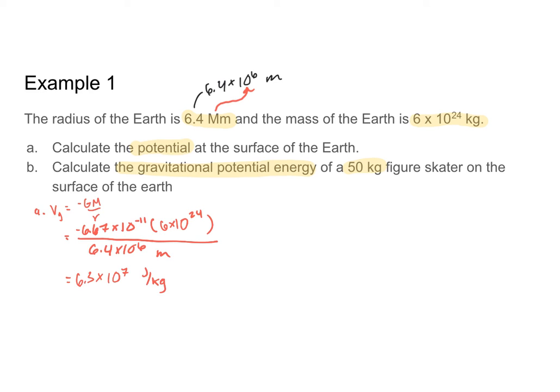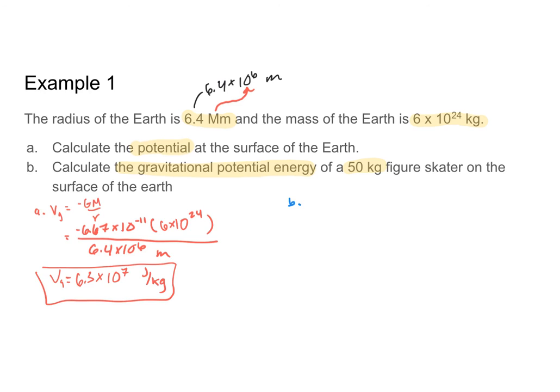Joules per kilogram, with joules being the same unit that we use to measure our potential energy, and kilogram, of course, being the unit of mass. So that is part A. And calculating the gravitational potential should generally be pretty easy because a lot of it is just plugging numbers into an equation. Next, let's go ahead and calculate the gravitational potential energy of that 50 kilogram figure skater.